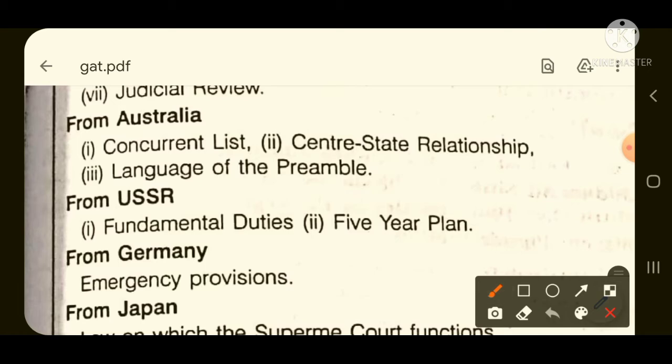So from Australia we have borrowed only the concurrent list, not state list or central list, only the concurrent list. That means state and central both can take decision in subjects which are mentioned in the concurrent list. So this feature we have borrowed from Australia.